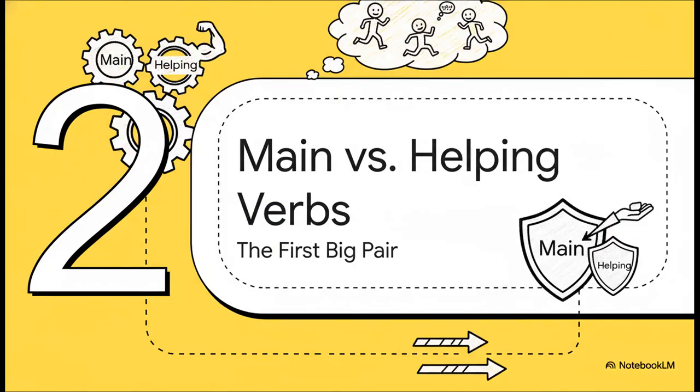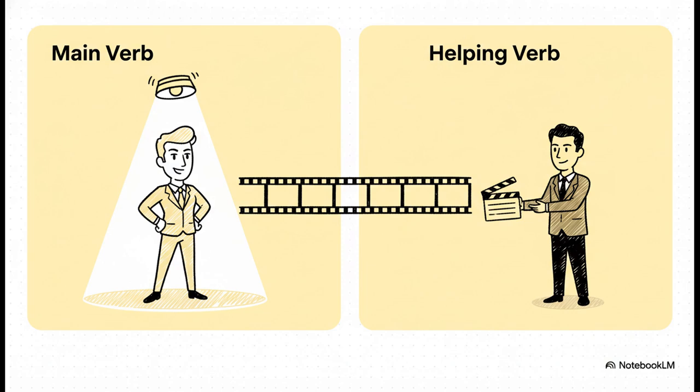Okay, awesome. Now that we know what a verb is, let's look at the first big way we can sort them. This is where we start to see that verbs sometimes like to work in a team. So let's talk about main verbs versus helping verbs. Think of it like making a movie. The main verb, that's your star of the show. It's doing all the heavy lifting, performing the main action. And the helping verb, well, that's the best supporting actor. It's there to help the main verb out, to give it more meaning, like telling us when the action happened.